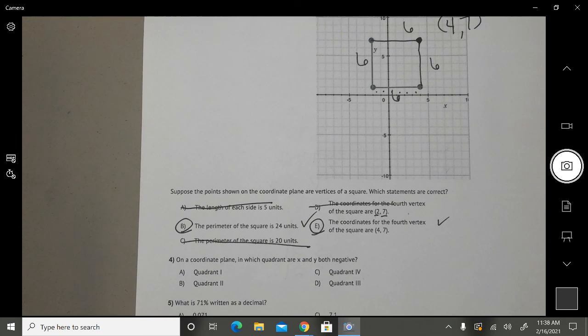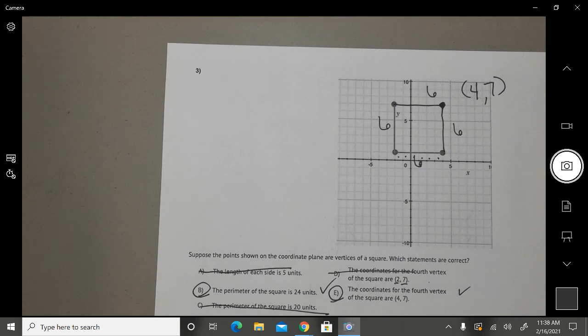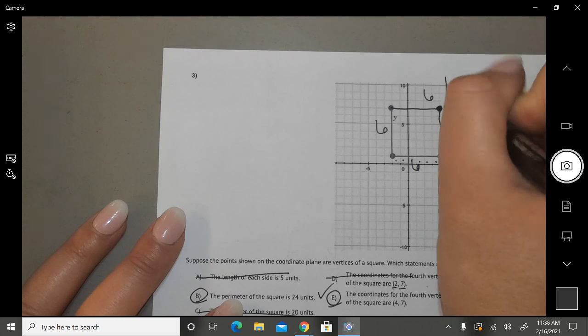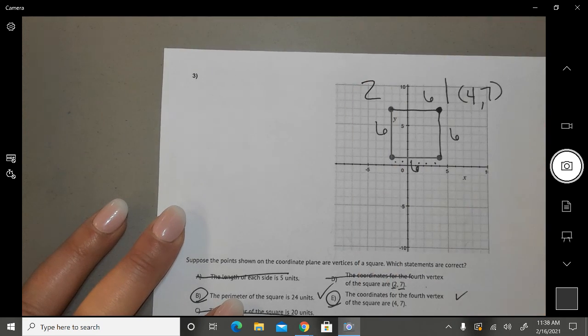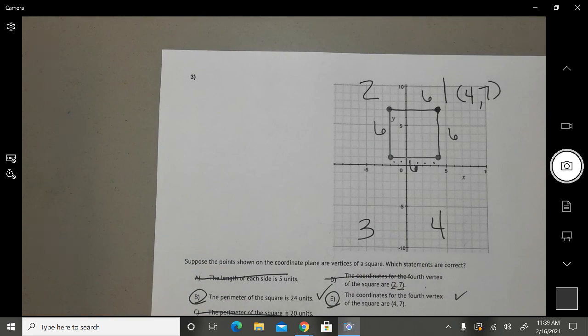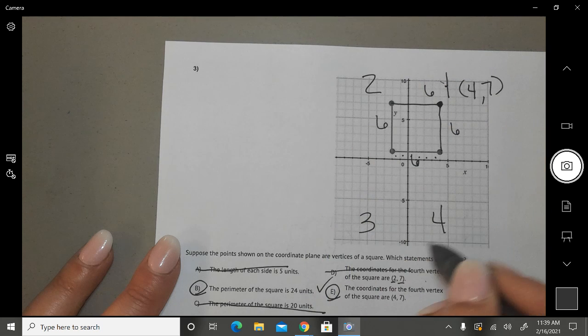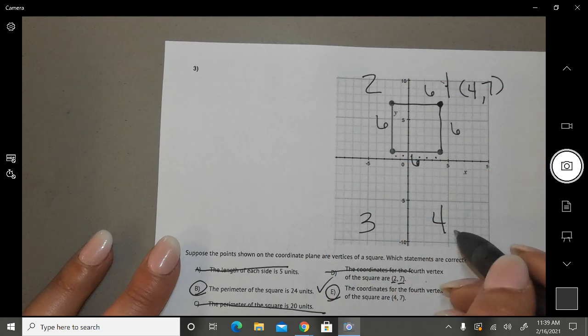All right, number 4 says, on a coordinate plane, in which quadrant are X and Y both negative? Quadrant, or quad, means 4. Our coordinate plane is divided into 4 pieces. Do you see that? This is quadrant 1, this is quadrant 2, this is quadrant 3, and this is quadrant 4. This is something you're going to have to memorize. One thing Miss Lucas does is start here and draw a C: 1, 2, 3, 4, going in perfect order.